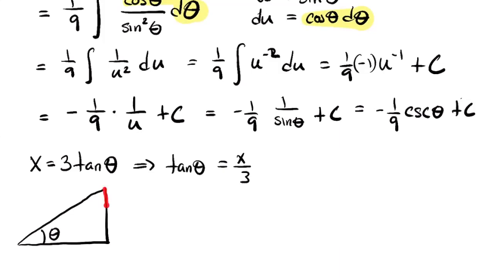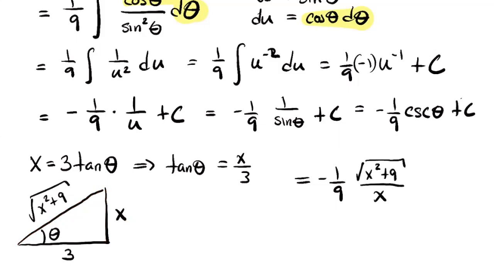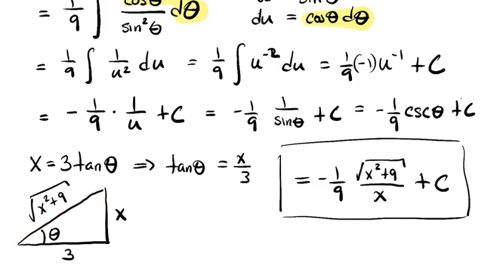You guys remember tangent is opposite over adjacent. So I should label this x and I should label this 3. By the Pythagorean theorem, the hypotenuse has to be the square root of x squared plus 3 squared. So now returning to my integral, the cosecant is the reciprocal of sine. So the cosecant of theta is the ratio of the hypotenuse to the adjacent side. So that's going to be the square root of x squared plus 9 over x. Add my constant. And there's your second trigonometric substitution that we've done together.